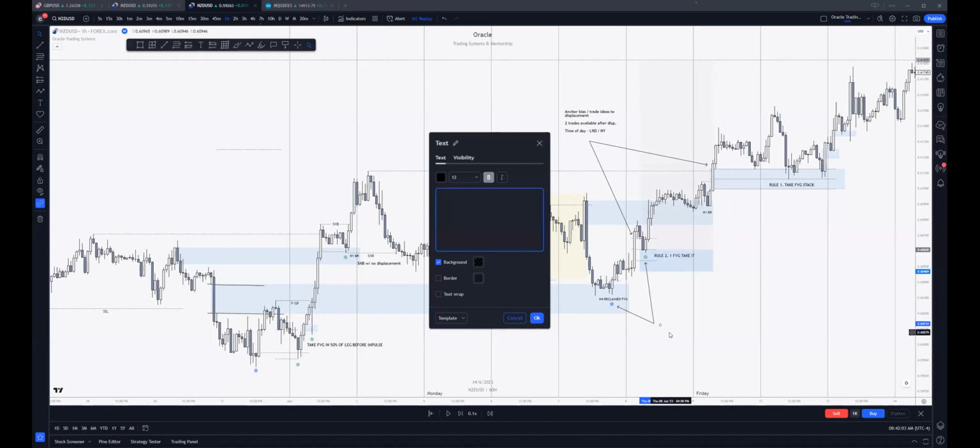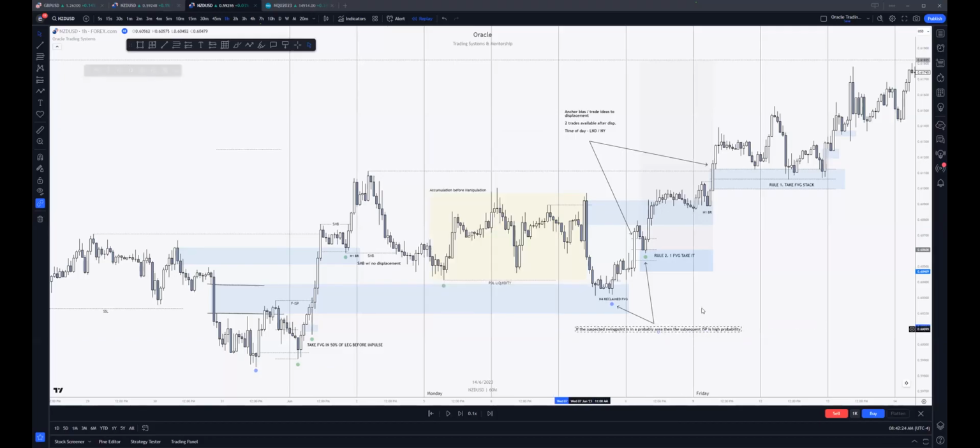If the suspected swing point is in a probable area, then the subsequent ISP is high probability. So what does that mean? What does this mean?